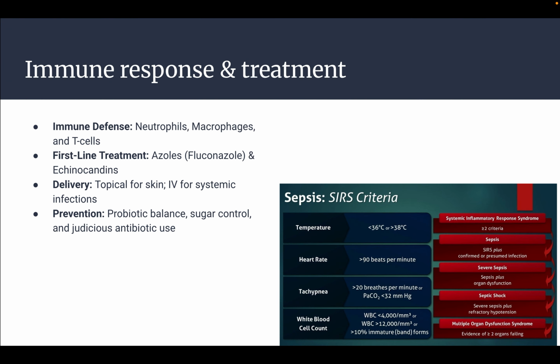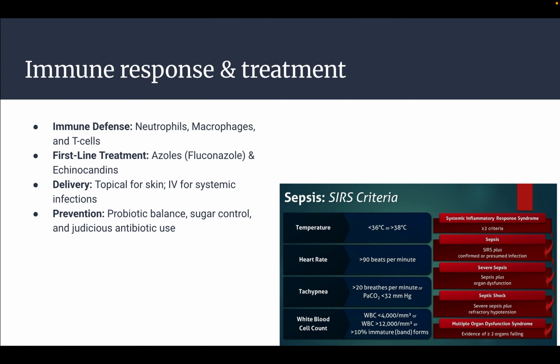To prevent this, we try to focus on balance, meaning using antibiotics only when necessary and also properly. That means following all instructions provided by your doctor. Keeping blood sugar under control for diabetic patients is also important, and maintaining good hospital hygiene.